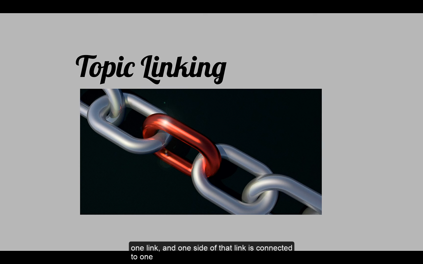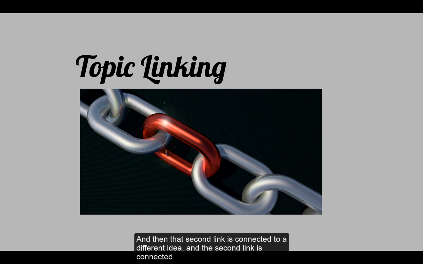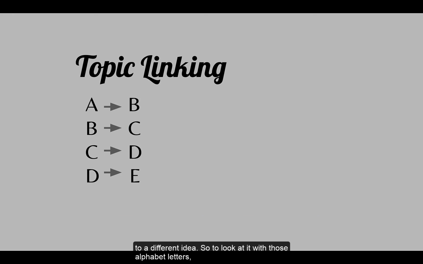And so you've got one link, and one side of that link is connected to one idea, and the other side of that link is connected to a different idea. And then that second link is connected to a different idea, and the second link is connected to a different idea. So to look at it with those alphabet letters, you go from A to the idea of B. You go from B, you already got B, and so you start at B again. You go to C, and then you take C, and you connect C to D, and you take D and you connect D to E. And so this introduces a lot of different ideas, but they're connected because we're referencing them again and again and again to get from one to the other.